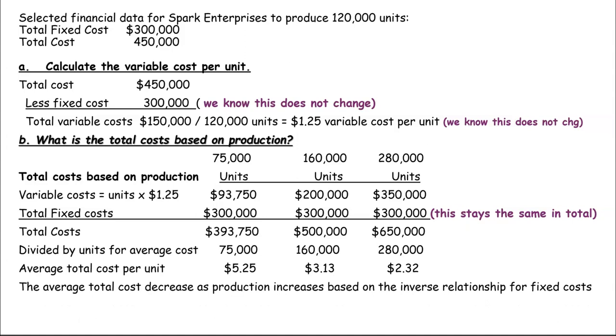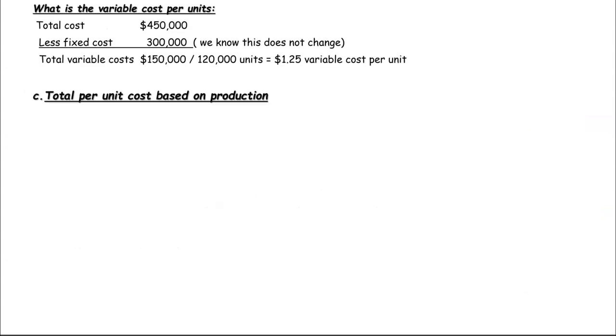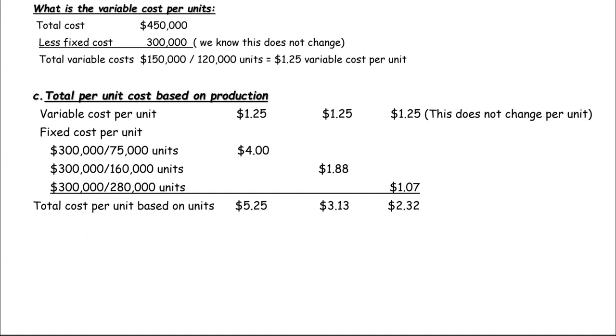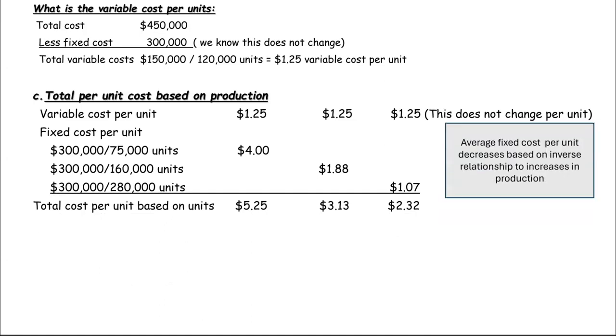And that, again, is because of the inverse relationship for fixed costs. The reason is, the more units they produce, the more units we have to spread those fixed costs over. So let's take a look at this a little differently. If we look at it on a cost basis, we know that our variable costs are not going to change. And here's what it looks like as production increases. If you notice, at 75,000 units, it's only $4. Then it goes down to $1.88, and then it goes down to $1.07. That's your fixed cost per unit.